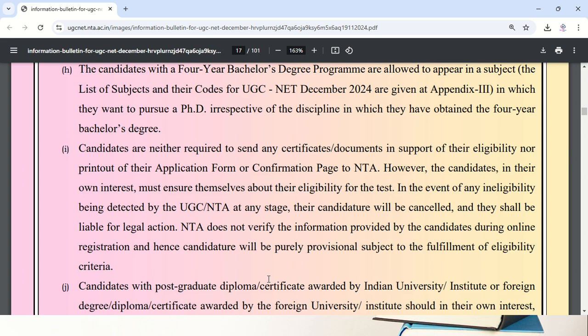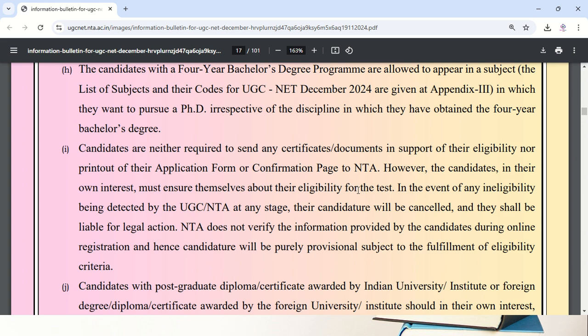And another thing: the candidate is not required to send any certificate or document in support of their eligibility, nor a printout of their application form or confirmation page, to NTA. Okay, it's not required. You're not required to send anything else to NTA. However, candidates must, in their own interest, ensure themselves about their eligibility for the test. In the event of any ineligibility being detected, you're not required to send your application or any eligibility certificate to NTA.